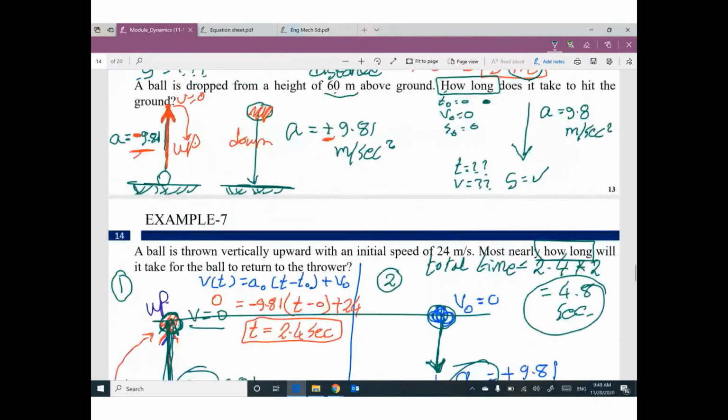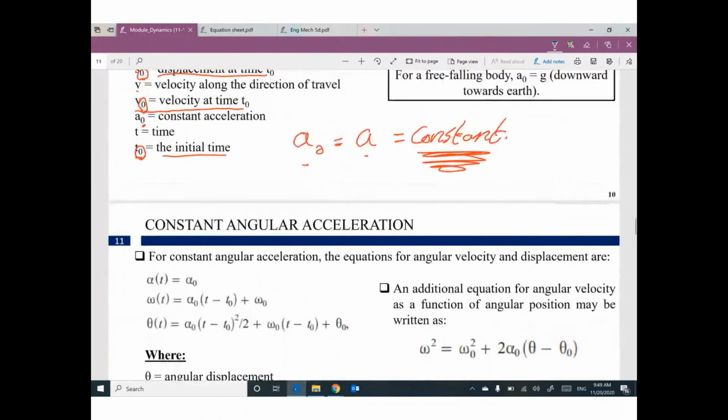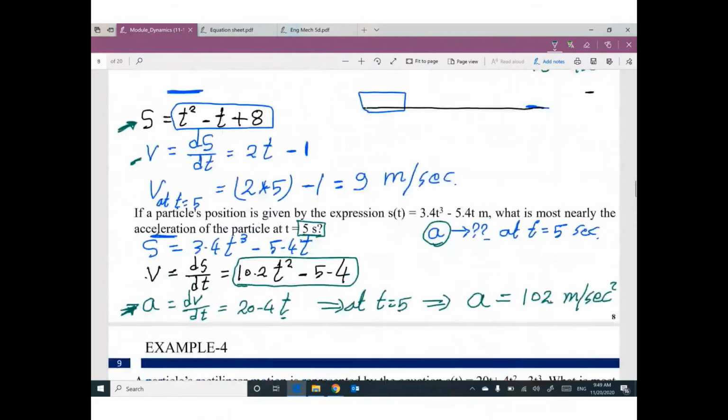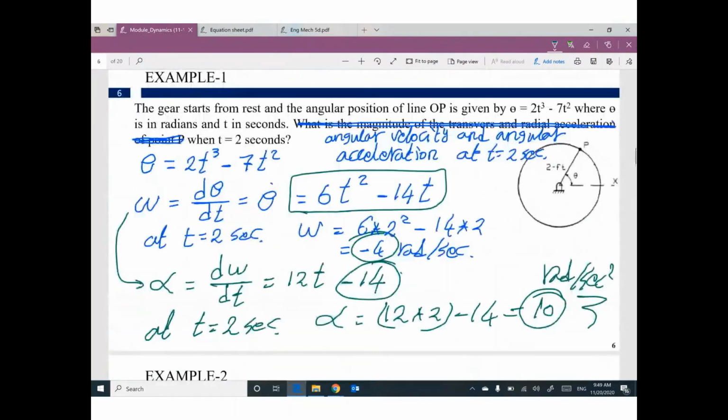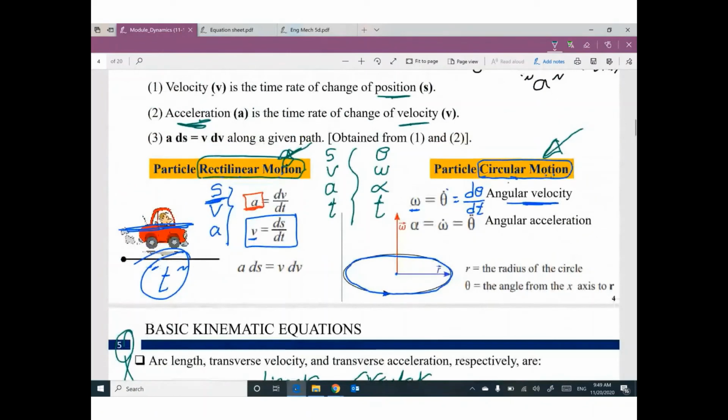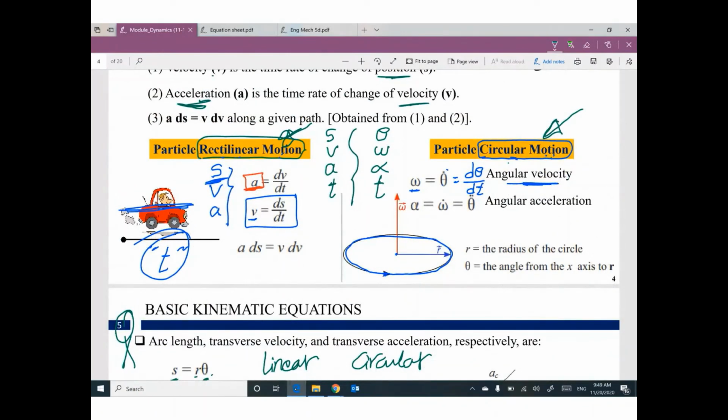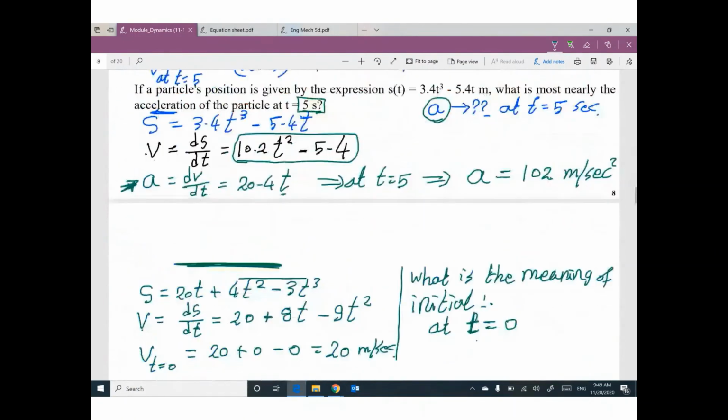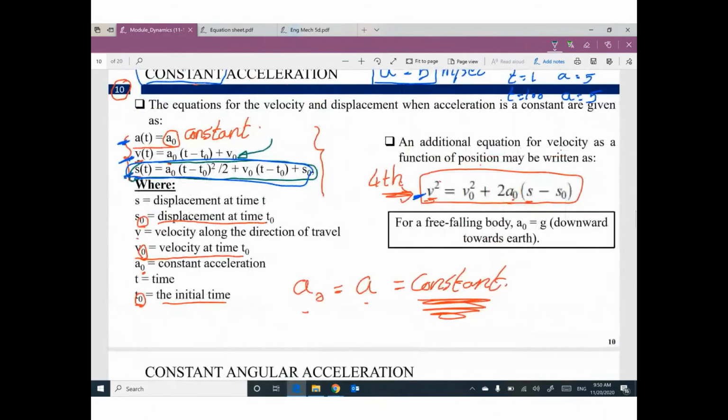So until this moment, I covered two parts of dynamics basics. The first part, what is the mathematical relationship between position, velocity, and acceleration? We need to do integration or differentiation, because your acceleration is a variable, a function of time. The second part I covered today, if the acceleration is a constant value, one value, 5, 6, 9.8, that means we have a good relationship between these terms.